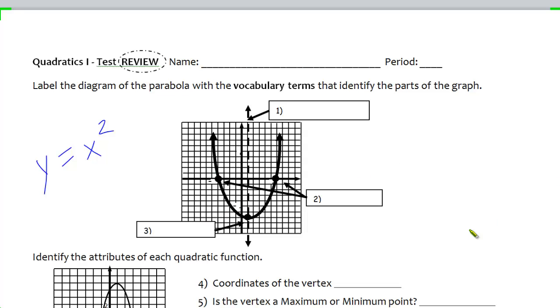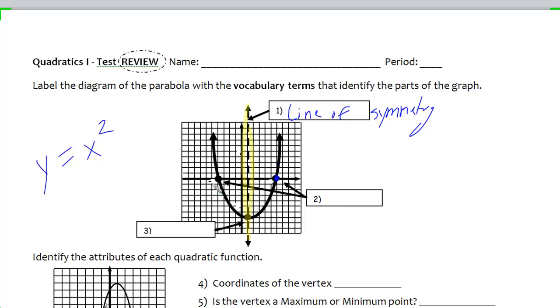So a couple things we need to identify about the graph of a quadratic function is this right here, this dashed line. It's a vertical line right through its vertex, right through the middle, is called the line or the axis of symmetry. So if I took this left half of the parabola and folded it along this line, it would lay right across onto the right side. This is a line of reflection.